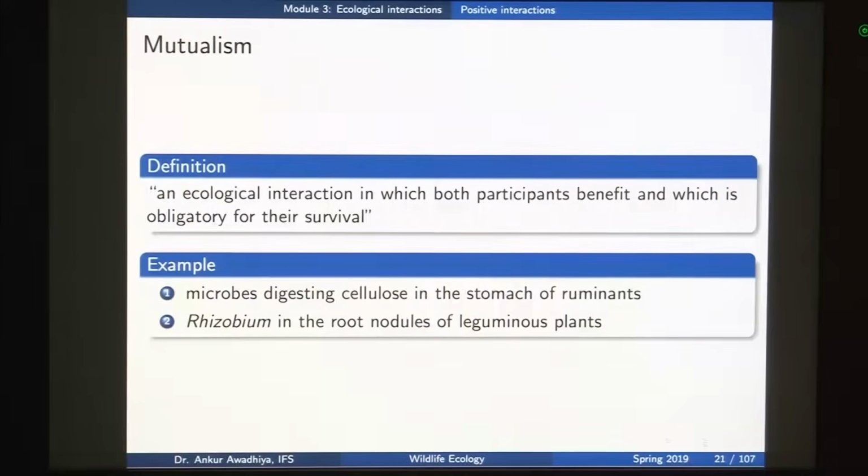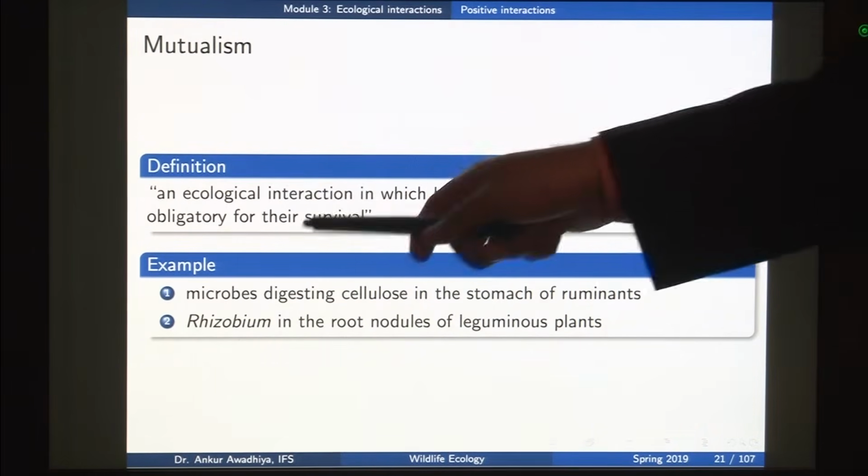getting a benefit. Now, another kind of relationship is known as mutualism. Now, mutualism is an ecological interaction in which both participants benefit and which is obligatory for their survival. So, the only difference here is that both the participants are getting a benefit, but this is also compulsory for their survival.